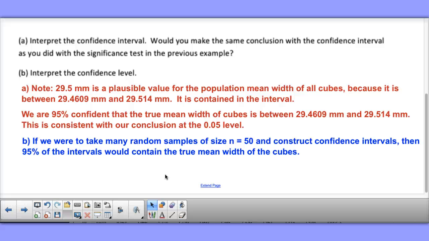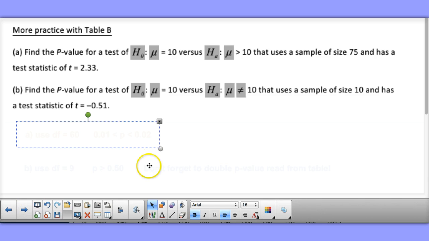So before we go on to talking about paired t-tests, I just want to make sure that you understand how to use the t-table for getting an estimate for a p-value. So let's take a look at some examples to finish that up. So this first one says find a p-value for a test of the null mu equals 10 versus mu greater than 10 that uses a sample size of 75.